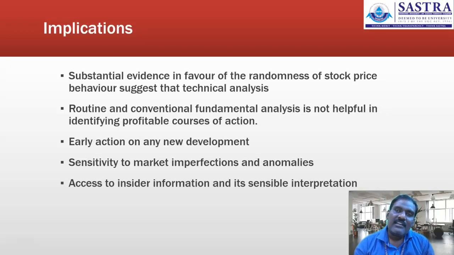The next one, implications of the efficient market hypothesis. The first one: substantial evidence in favor of the randomness of stock price behavior is suggested for technical analysis. So this can be used as technical analysis, where the substantial evidence, the evidence being gathered, is in favor of the randomness of the stock price behavior.